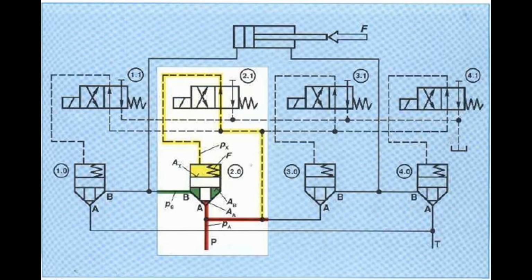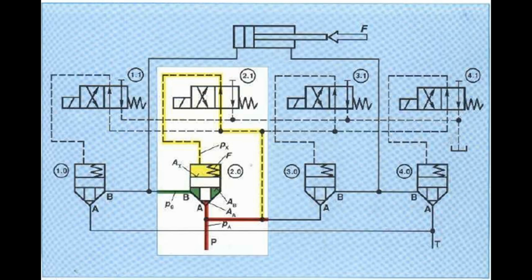Cylinder retracting. In order to retract the cylinder, pilot valves, 2.1 and 4.1, remain in the start position. Pressure from the P line passes via the control lines into the spring chambers of the valves, 2.0 and 4.0, and holds these valves closed.